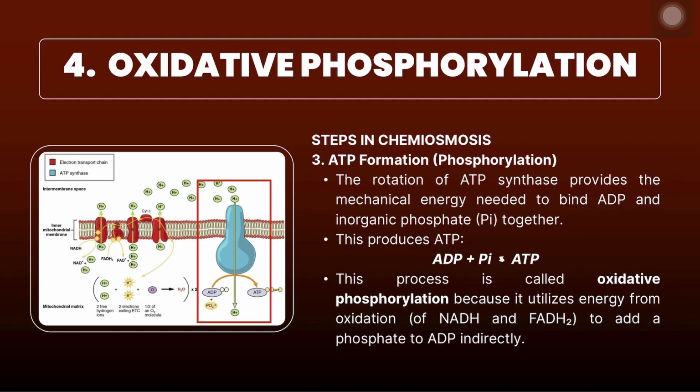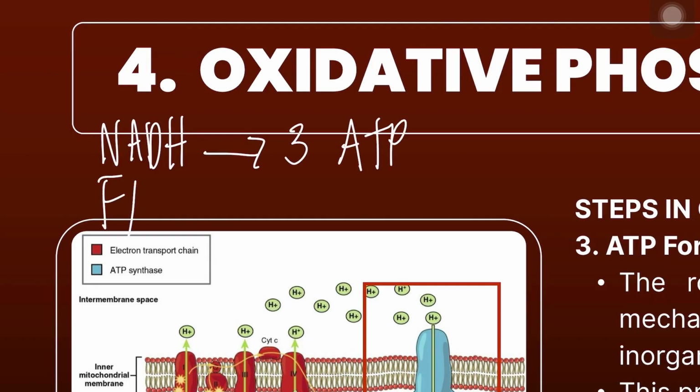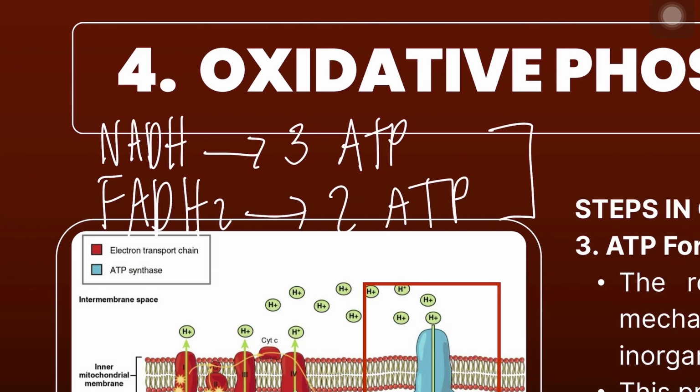Each NADH molecule contributes enough energy to generate 3 ATP, while each FADH2 produces about 2 ATP. So I will just write it. Together, this process will yield about 34 ATP molecules from 1 molecule of glucose. Okay?